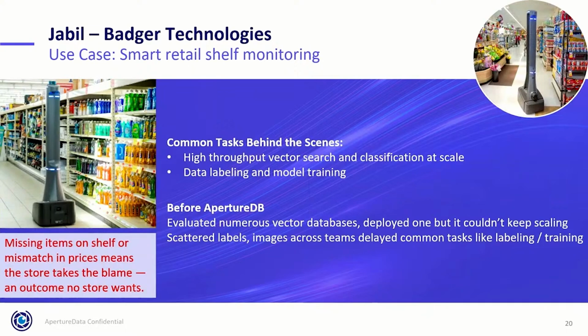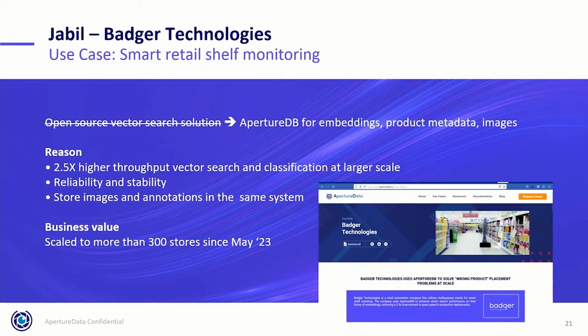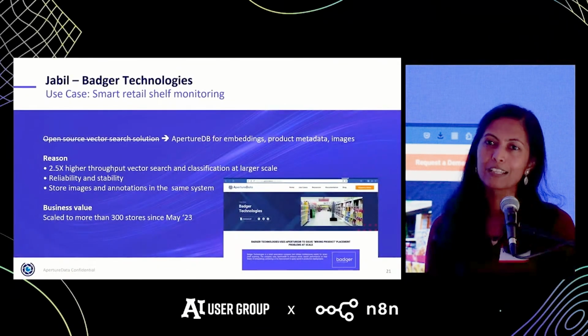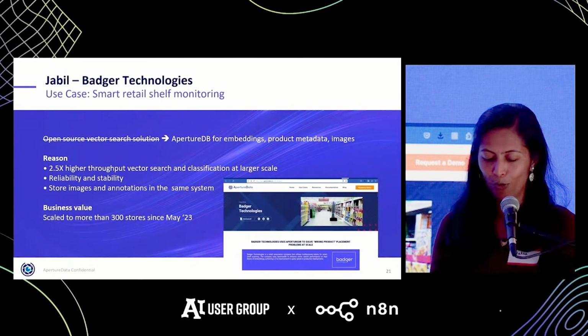In the same way, we worked with this retail company where a robot scans shelves, and they are figuring out inventory. And what we were able to offer them is much faster, high throughput vector search for this application, and they have been able to scale to more than 300 stores, which directly impacts how many stores they can keep growing to.